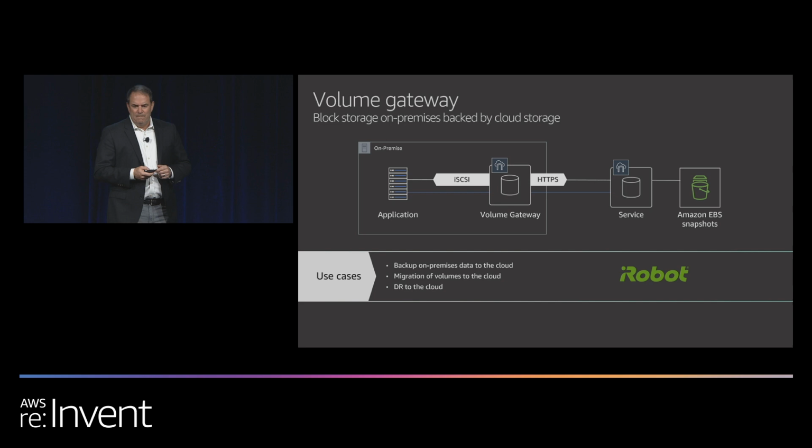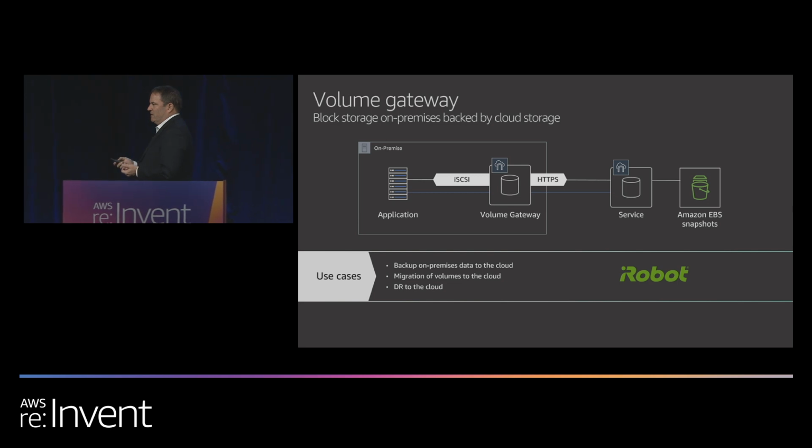The volume gateway presents iSCSI block storage volumes to your on-premises applications. The volume gateway provides either a local cache or full volumes on-premises while also storing copies of your volumes in the AWS cloud. A common way customers use the volume gateway is to leverage its ability to create EBS snapshots.